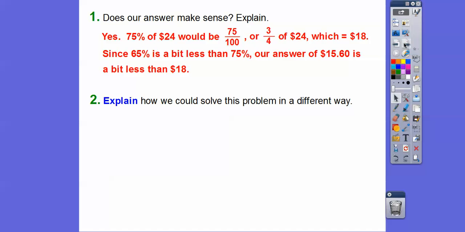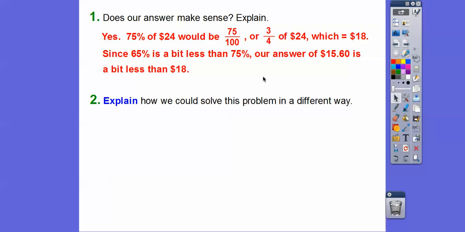All right, so does our answer make sense, and explain? Okay, well, yes, 75% of $24 would be 75 hundredths, or 3/4 of $24, and 1/4 of 24 is 6. So if we divide that by 4 is 6, so 3/4 would be 3 times 6, which is 18. And since 65% is a little bit less than 75%, okay, and 75% was $18, our answer of $15.60 is just a little bit less than $18. So yes, that seems like it's a reasonable answer.